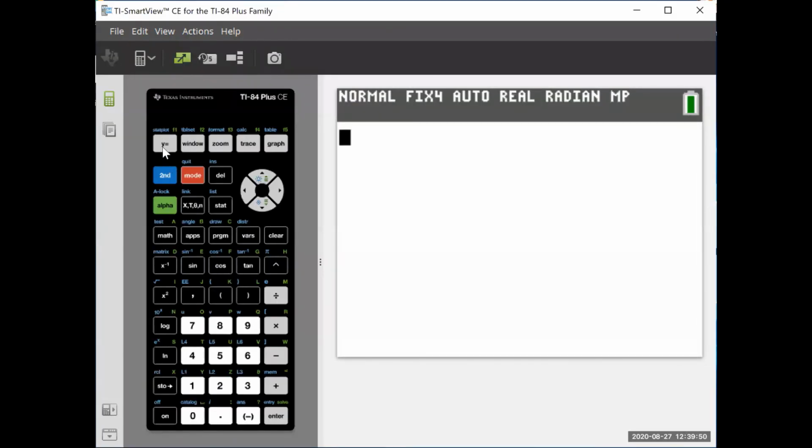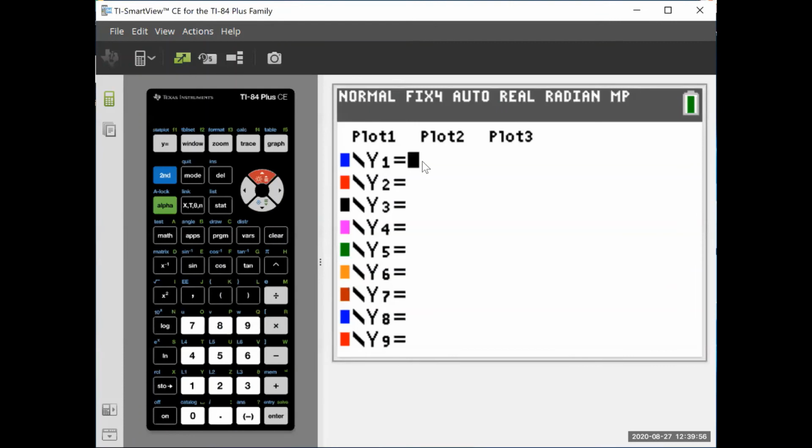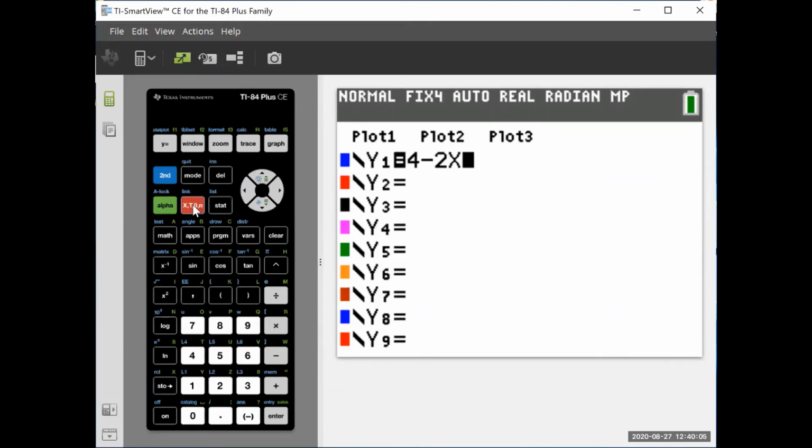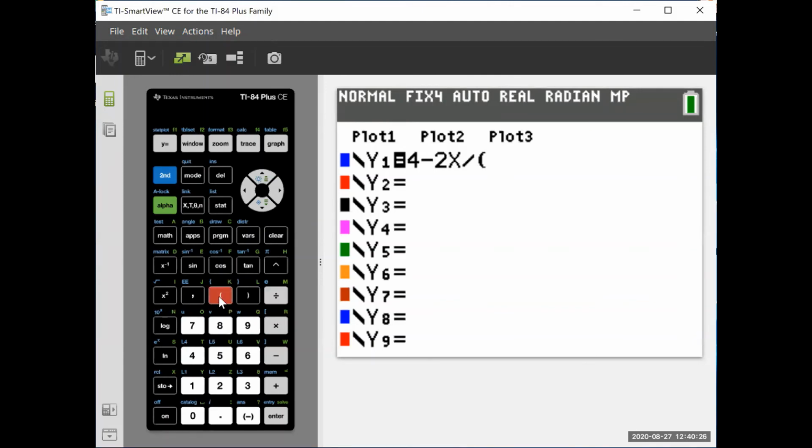In order to sketch that graph, we go to Y equals, and clear any functions if they are there. The first function in our piecewise function is 4 minus 2x. Now there is a condition for this one. We have to draw 4 minus 2x for x less than or equal to 1. To write the condition, we put a slash here, using the division sign. Then begin the parenthesis. That's where we are going to write our condition, x less than or equal to 1.